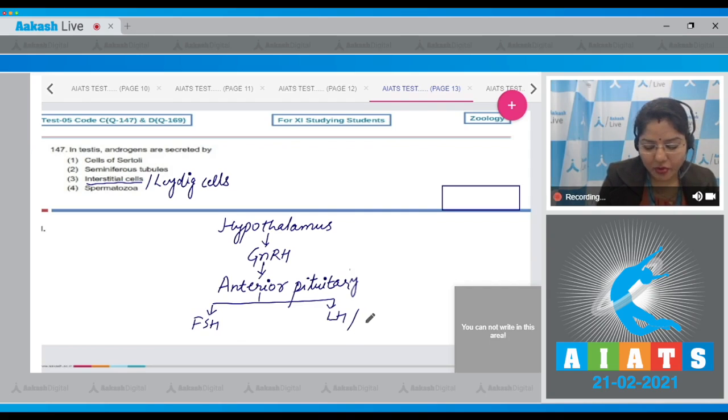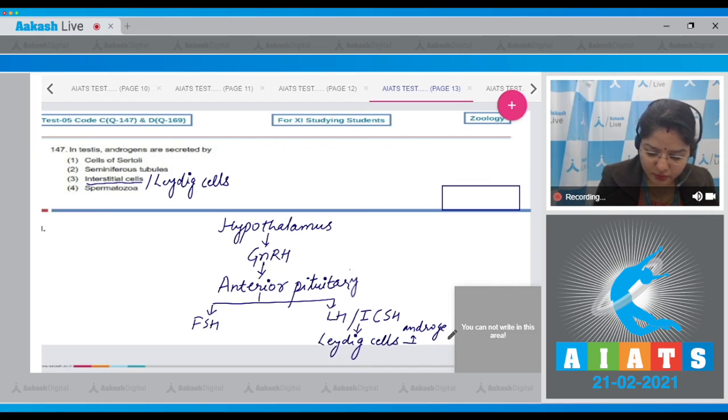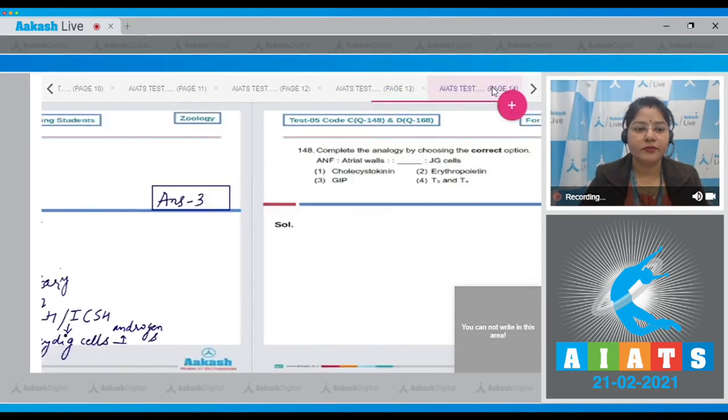LH in males is also known as ICSH, interstitial cell stimulating hormone. This ICSH acts on Leydig cells or interstitial cells, and Leydig cells secrete androgens. So correct answer to this question is option number 3. Let's move on to the next question.